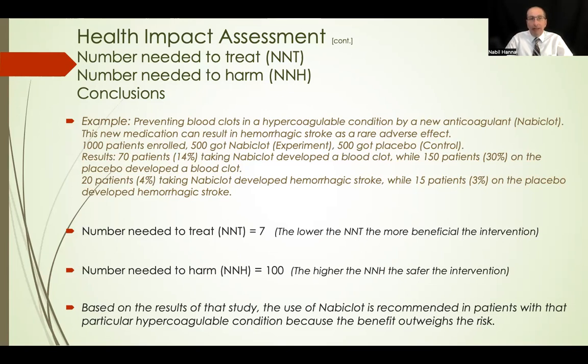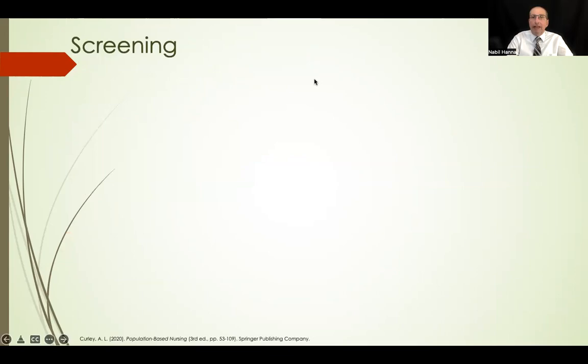So this is what we need to know about the health impact assessment. I'm going to end this segment here.